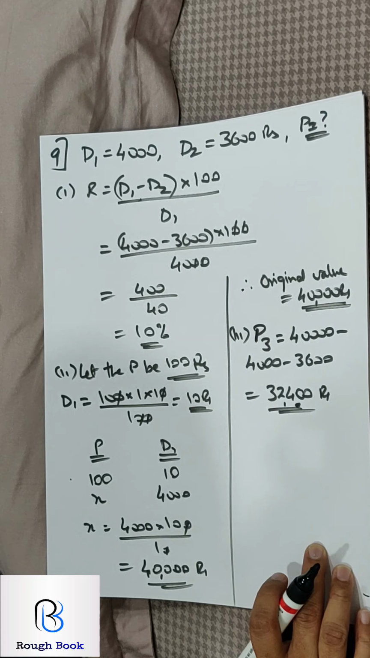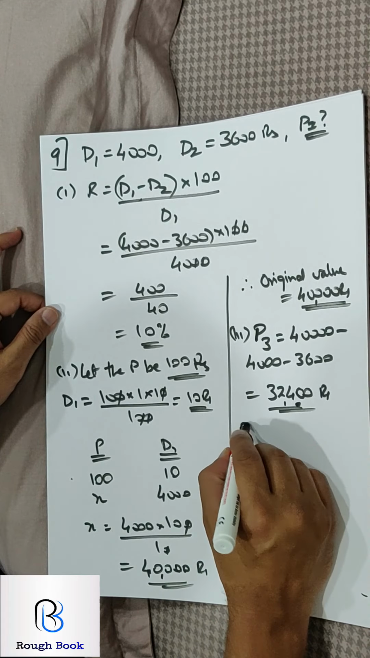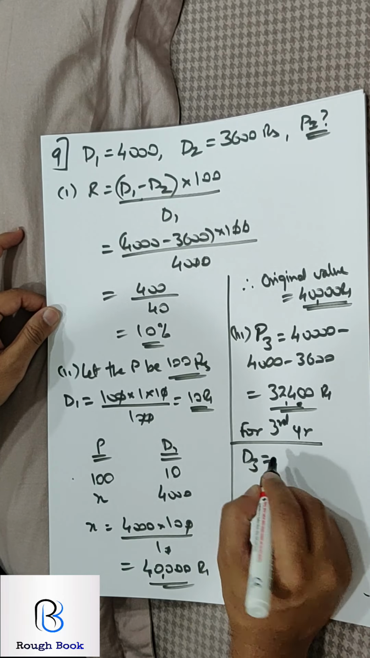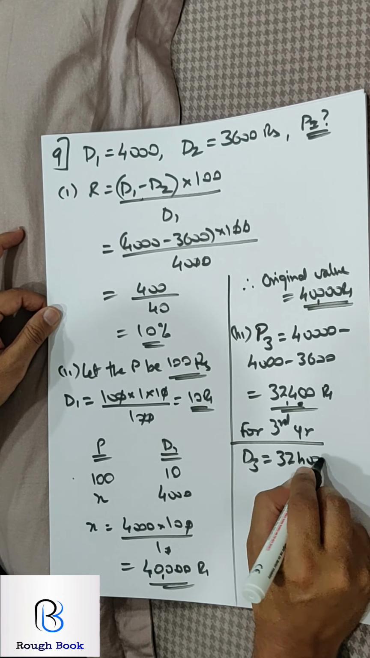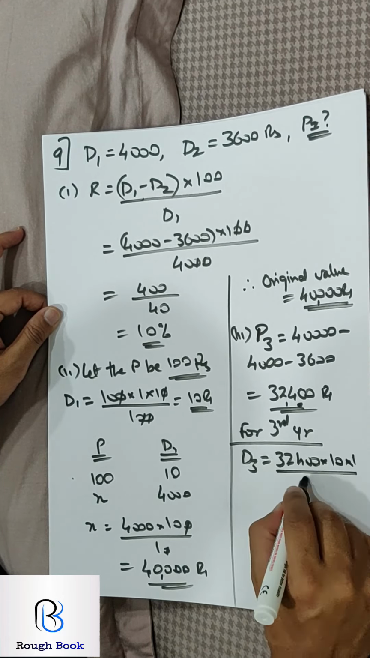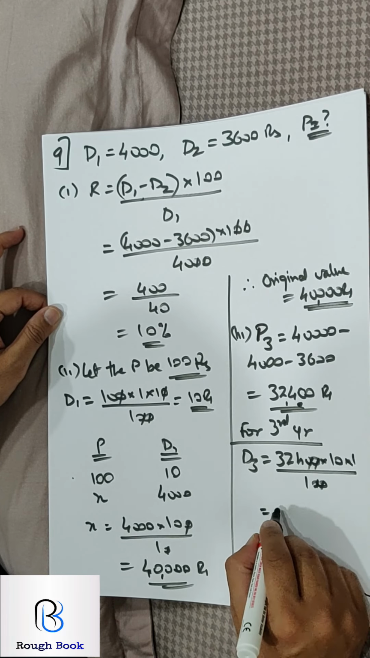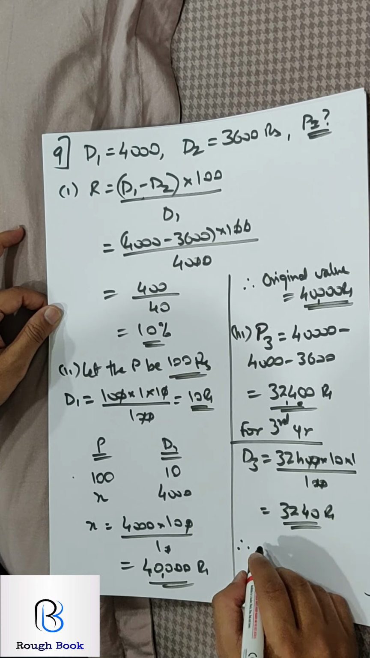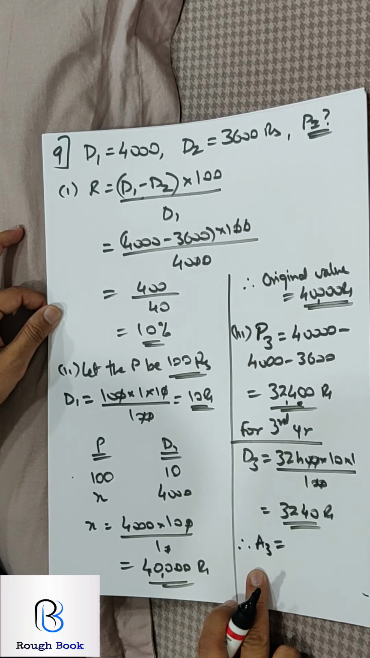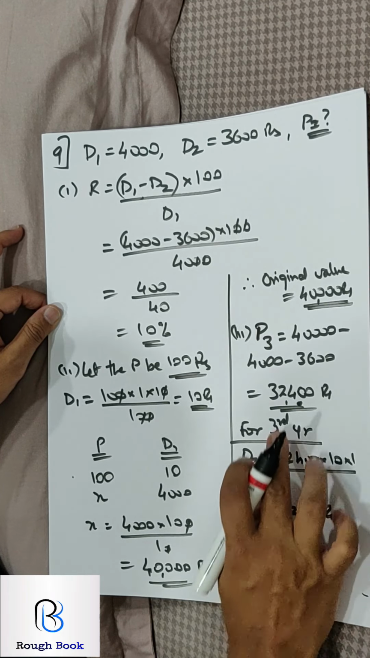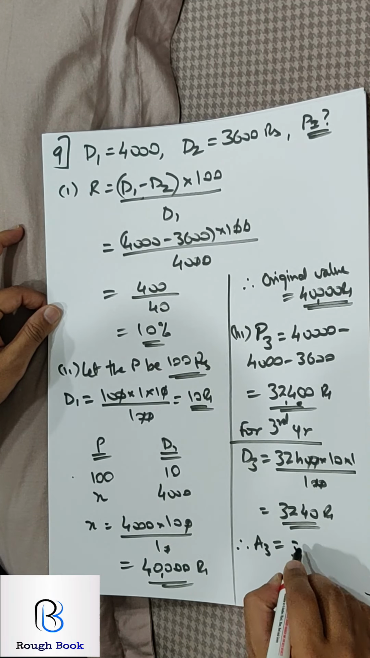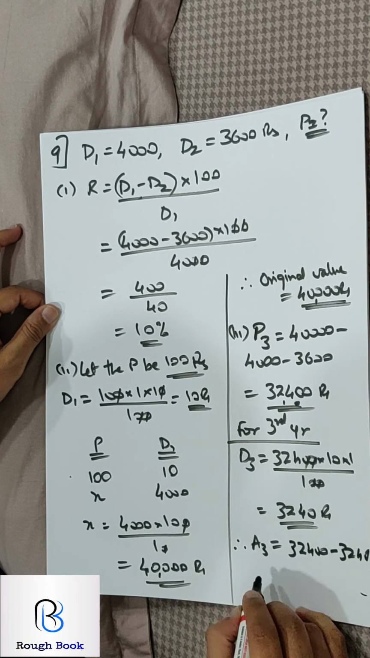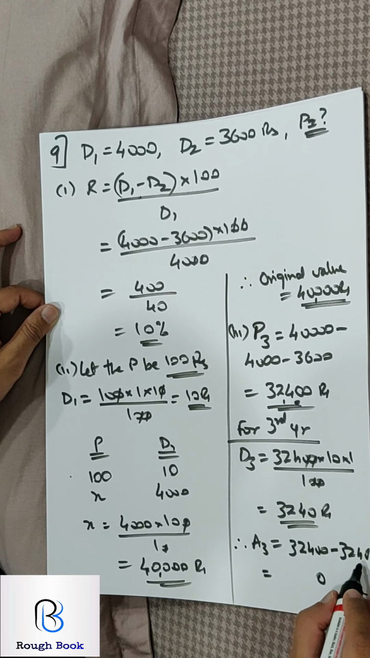My question is cost at the end of the third year. So now I will say for third year and I will calculate D3. 32,400 at 10%. So I shall get 3240. So therefore final value at the end of third year, that is amount at the end of third year, right? So that should be 32,400 minus 3240. Since it is depreciation, we are subtracting it. I hope you remember the depreciation type of questions.